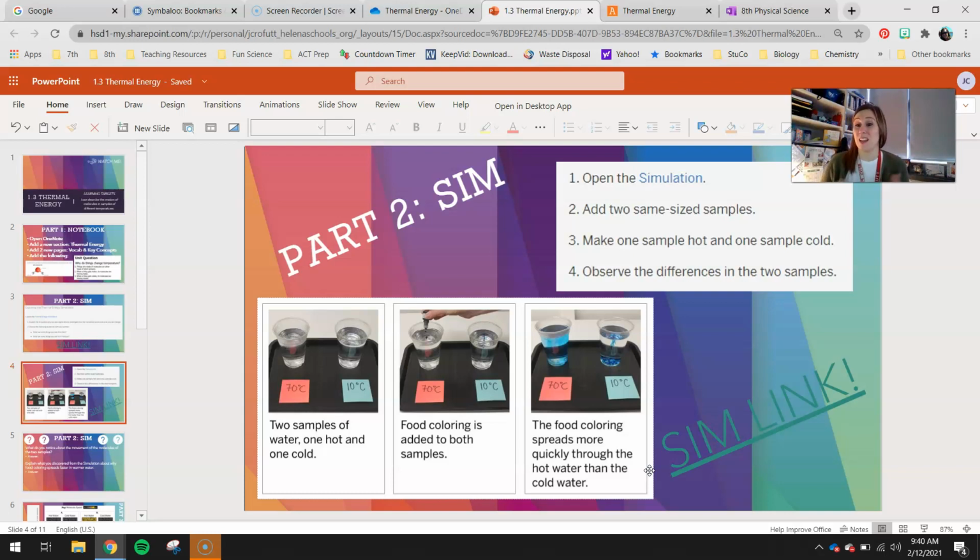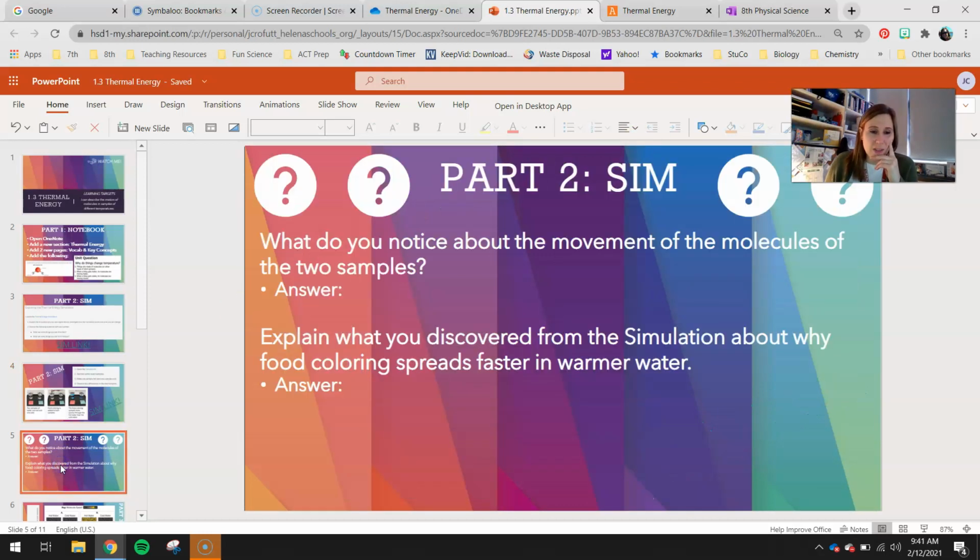We learned last week that yes, the hot is going to spread a lot faster than the cold, but why? Why is that? So think about what you guys are learning in the sim, and then you're going to do this in the sim just to see, like, all right, if we were to make an explanation as to why this happens, let's use a sim where we can see things happening on a molecular scale. And then answer these 2 questions.